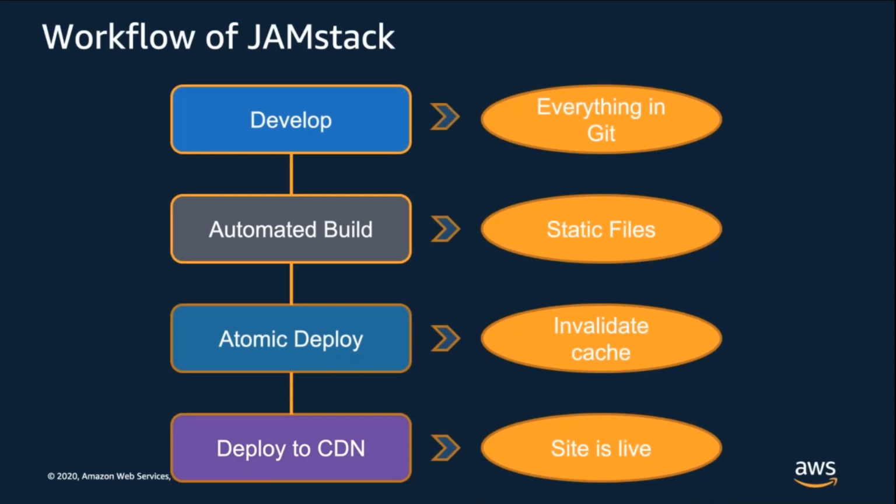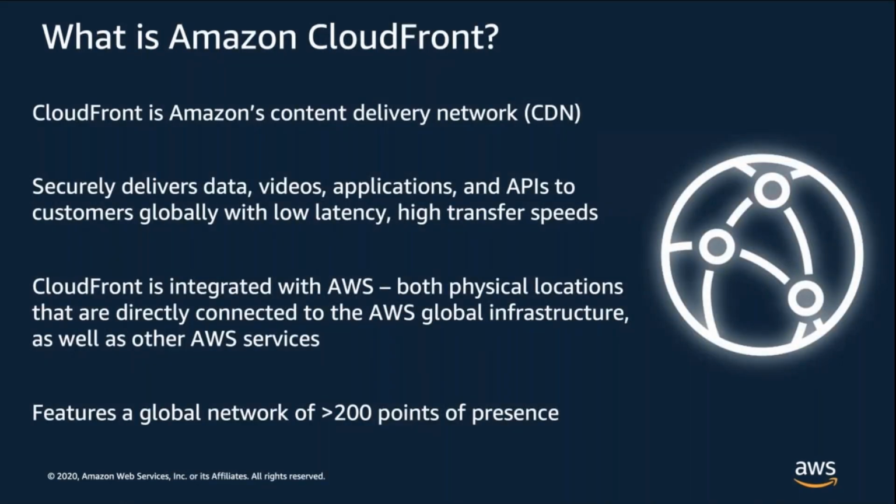So now that we've looked at the workflow, let's spend a few minutes just talking about a couple of the services that we'll be using to actually deploy our demo site. We're going to start with the CDN, and Amazon CloudFront is Amazon's content delivery network, or CDN. And we've talked a lot about the importance of using a CDN with JAMStack applications. And CloudFront is a CDN we're going to be using in our demo today.